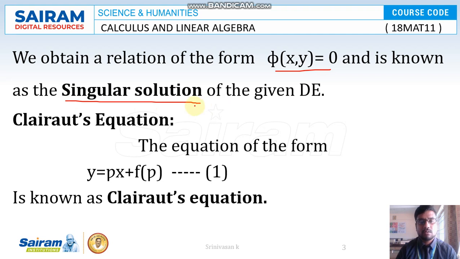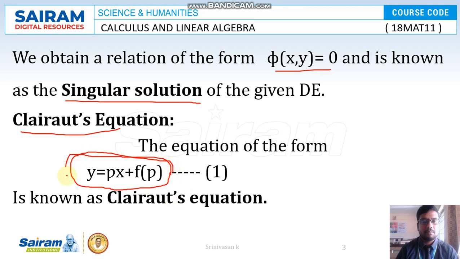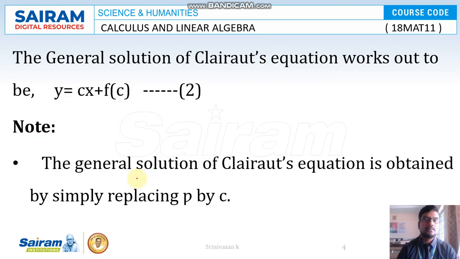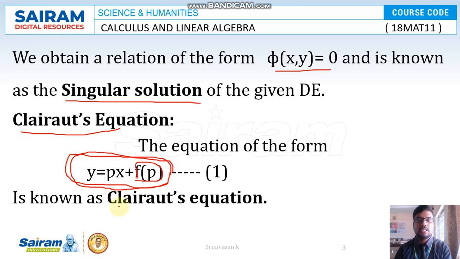So what is Clairaut's equation? Clairaut's equation is an equation of the form y equal to px plus f of p. If the equation is of this type, we can say that the equation is Clairaut's equation. That is, y equal to px plus f of p, where p is multiplied by x, and f is a function of only p or a constant. If the equation is in this form, that is the Clairaut's form.